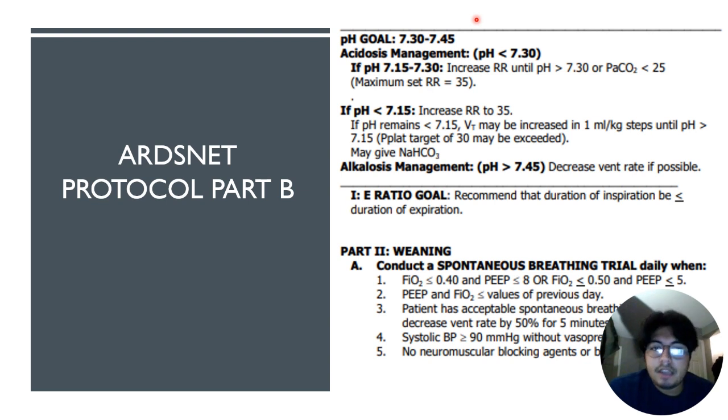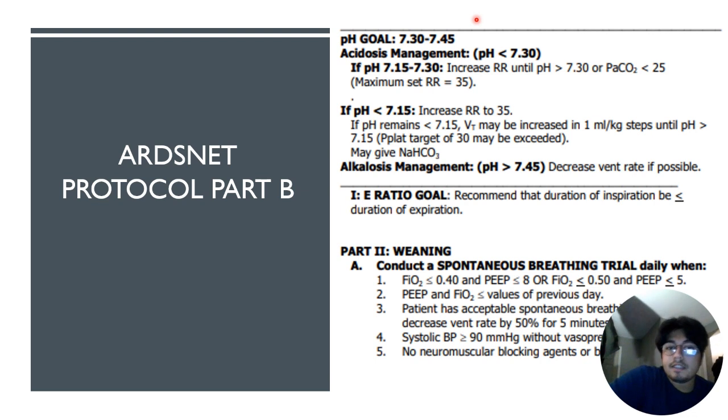So for acidosis management, if you have a pH less than 7.30, then you'd want to go ahead and increase your respiratory rate until your pH is at the minimal levels that you want, so anything greater than 7.30, or a PaCO2 of less than 25, then your max respiratory rate is going to be up to 35. Anything more than that, you're adding more pressure to the lungs, which can result in injury.